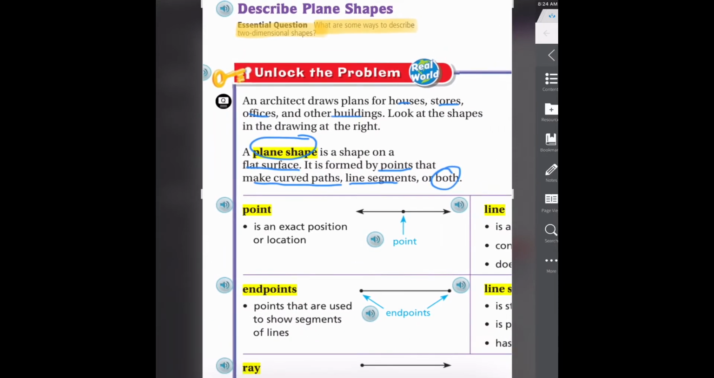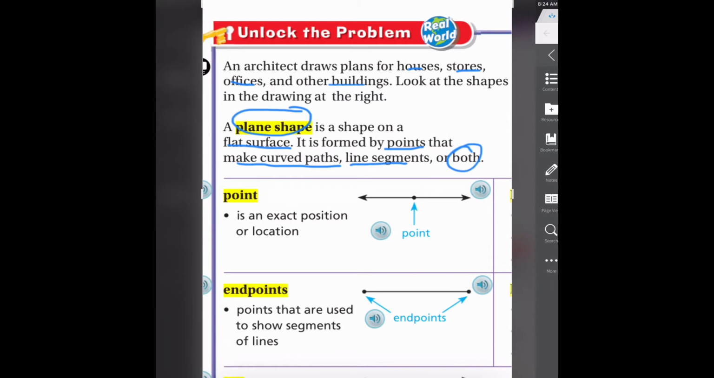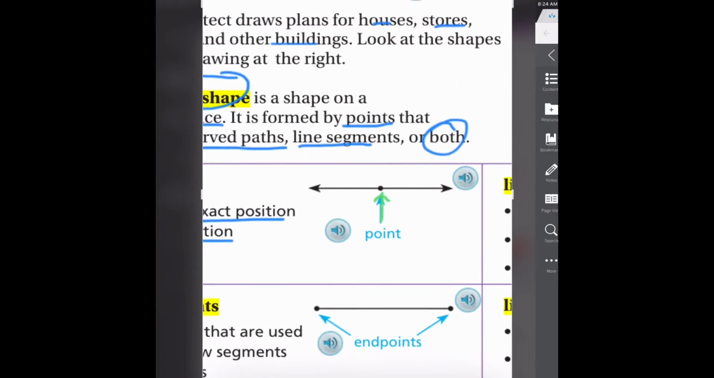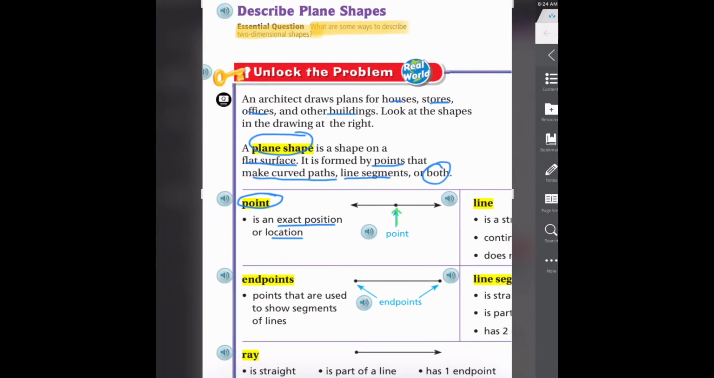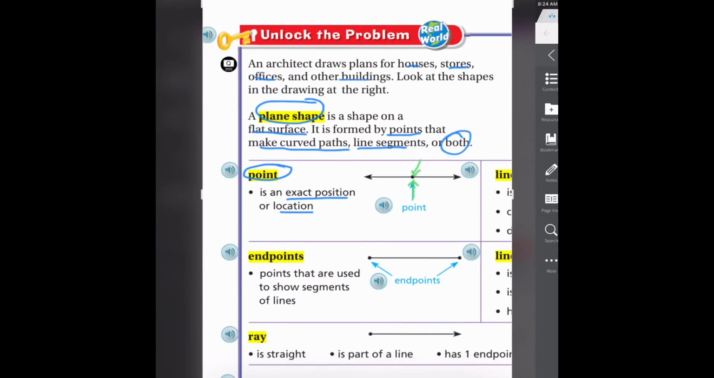So let's take a look at some of these vocabulary words that we have to know for this unit. First one is point. A point is an exact position or location. So here we have a line in black, and then we have this point right here. Okay, and we'll always be able to tell where a point is because of the little dot right there. That'll tell us, hey, that's a point.